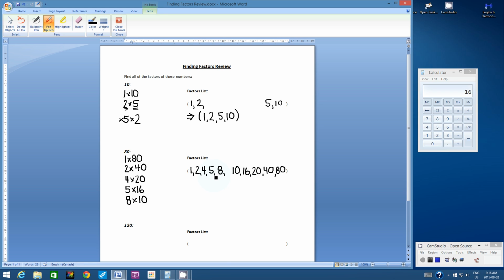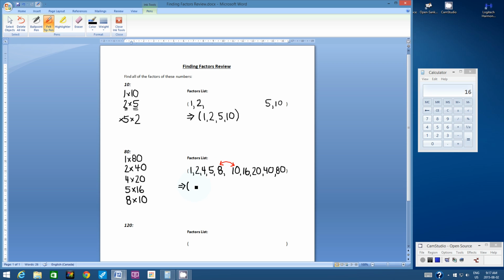Now, how do you know when to stop trying examples? Well, usually the clue is, as you're creating this factors list, as these numbers get closer and closer together, your list is almost finished. Okay, so 8 and 10 are numbers that are very close together. In fact, there's only one number in between them, 9. So you can check that number. Is 80 divisible by 9? We already said no. So when these two numbers get pretty close, then you know that your factor list is complete.